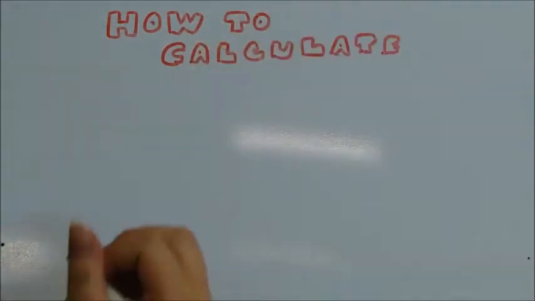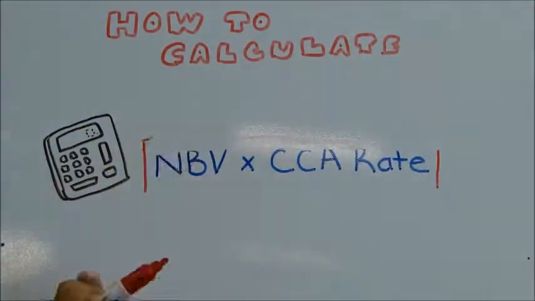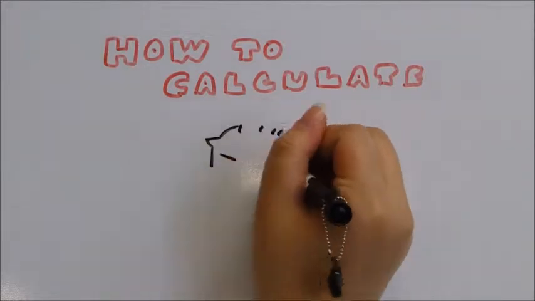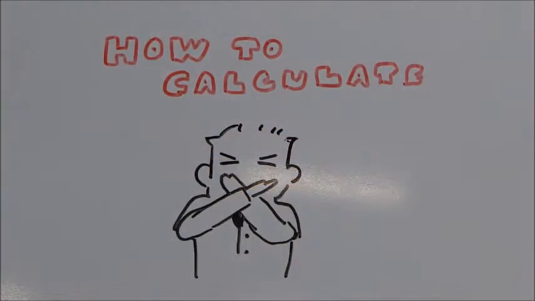How to calculate amortization for income tax. So the formula is net book value times CCA rate. And we will make sure to do a question in class to help you better understand. Is there an alternate way of calculating it? The answer to that is no.